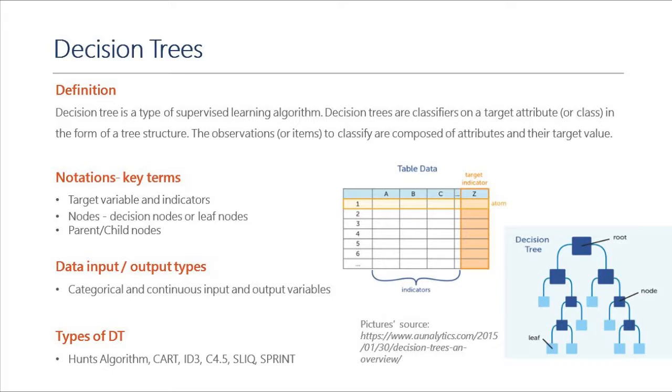Rows 1, 2, and 3 represent the instances. They're also called atoms. If you look at the tree representation on the right, the first node on the tree is called the root, and this is further divided into 2 or more homogeneous sets. You can refer to them as nodes. The final terminal nodes are called leaves. This type of classification works with categorical and continuous input and output variables. Some of the most well-known algorithms are CART, ID3, C4.5, SLIQ, and SPRINT.